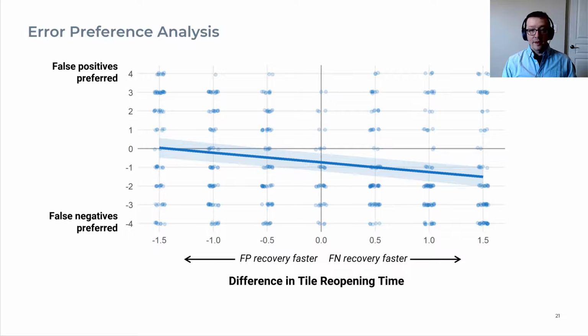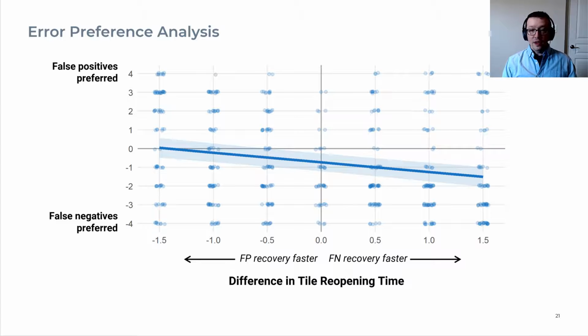Okay, so what did we find? Well, this graph shows the strength of preference for false positive errors on the y-axis, ranging between false negative strongly preferred to false positive strongly preferred at the top, by the difference in tile reopening time between the error types on the x-axis, from false positives were much cheaper to, on the right, false negatives are much cheaper than false positives.